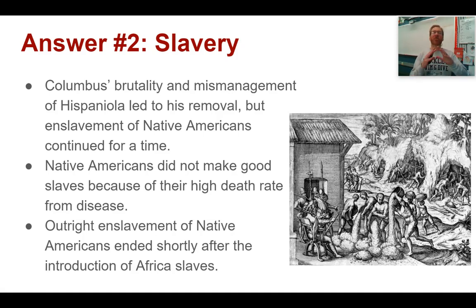Now, Columbus was extreme in his brutality and mismanagement. Not to say that the Spanish were ever particularly great at this, but Columbus was the worst example. And it does lead to his removal as governor. He actually returns to Spain in chains because of how badly he mismanaged his colony. Yay, Columbus Day. But enslavement of the Native Americans does continue in the New World for quite some time.